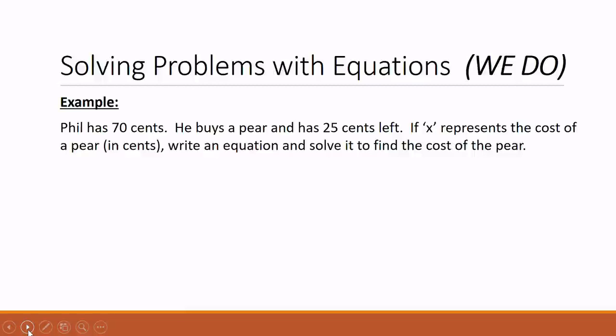All right, let's jump straight in and solve a couple of equations. So read this question through with me. It's all about Phil. Phil has 70 cents in his pocket and he's feeling a bit hungry. He goes down to the shop and he buys a pear.